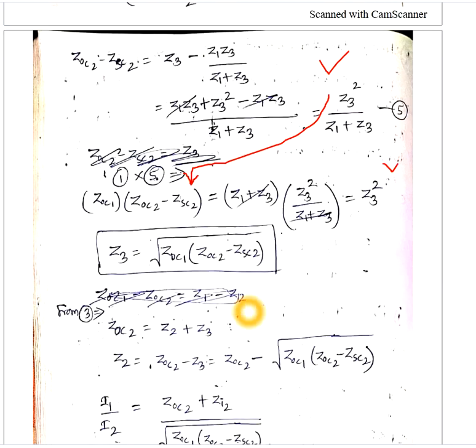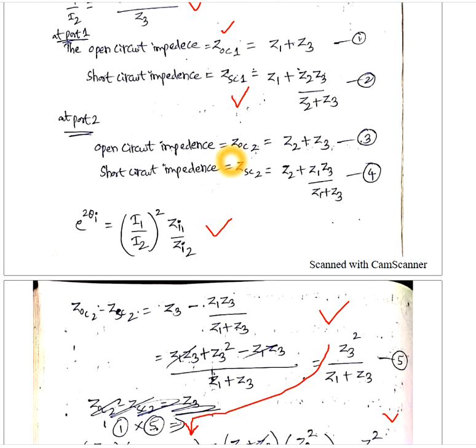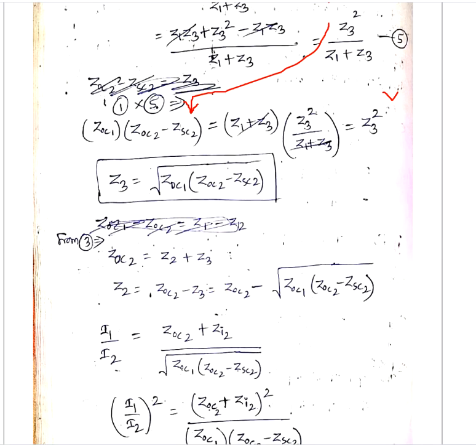Now from 3, that means what is 3 here? 3 is this one, Z2OC equals Z2 plus Z3. So from 3 you have this expression. From this we can get Z2 equal to Z2OC minus Z3.